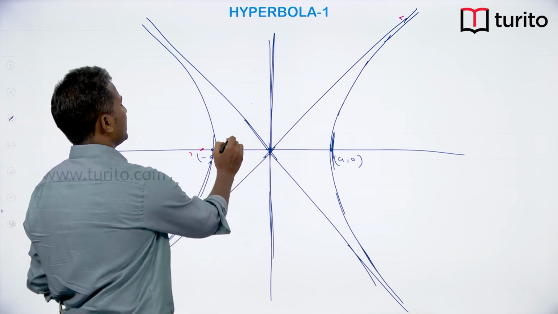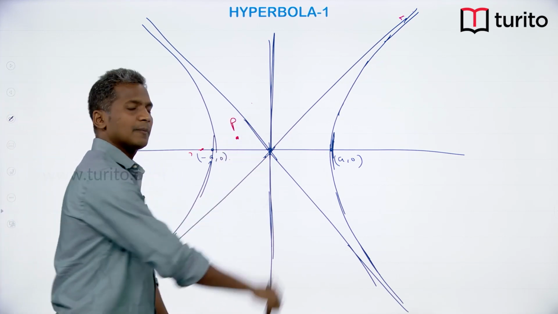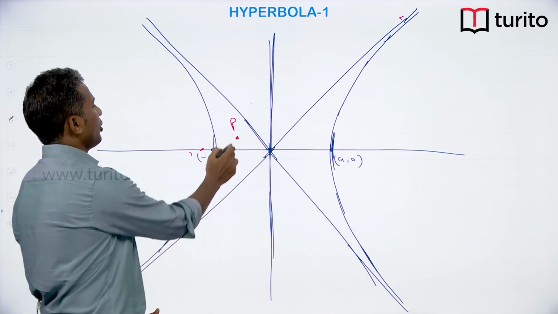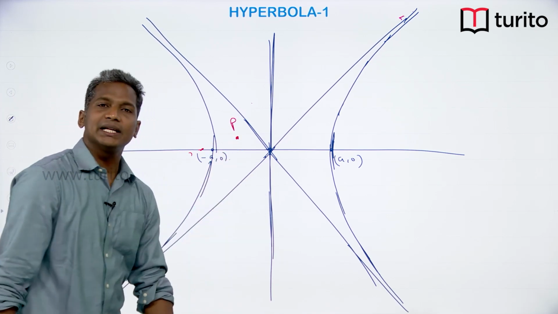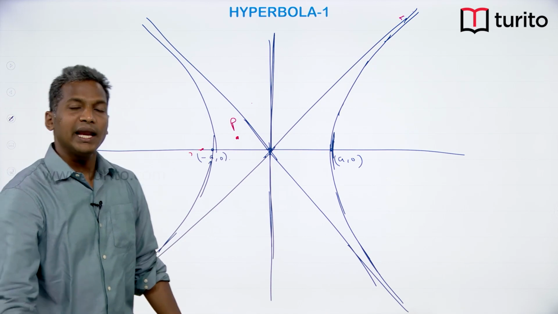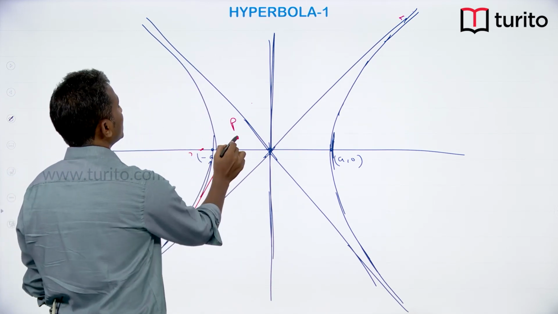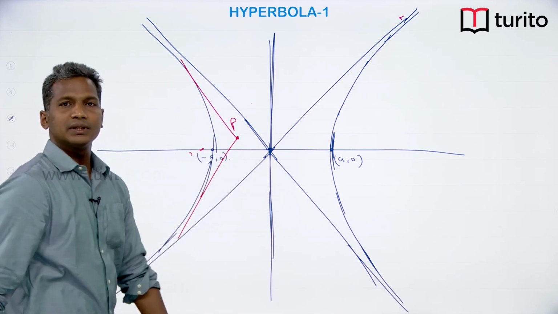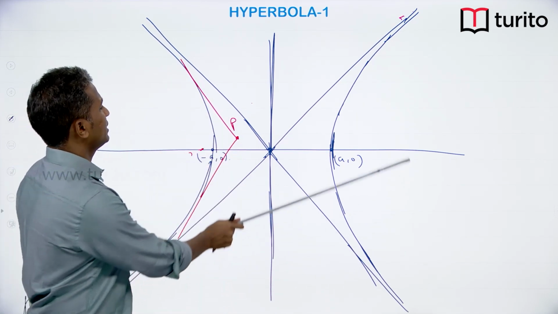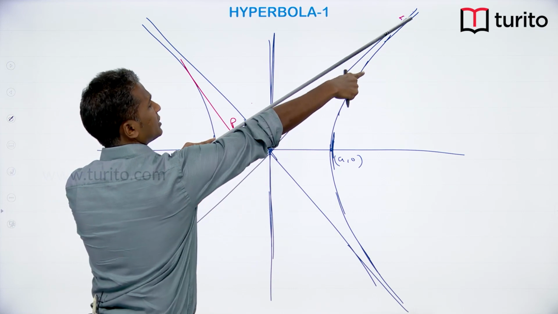So, let us say I have taken one point P here. From this point P, how many tangents can be drawn? Again only two, one to this branch, other also to the same branch. So, that means from this region we cannot draw tangents to the other branch.